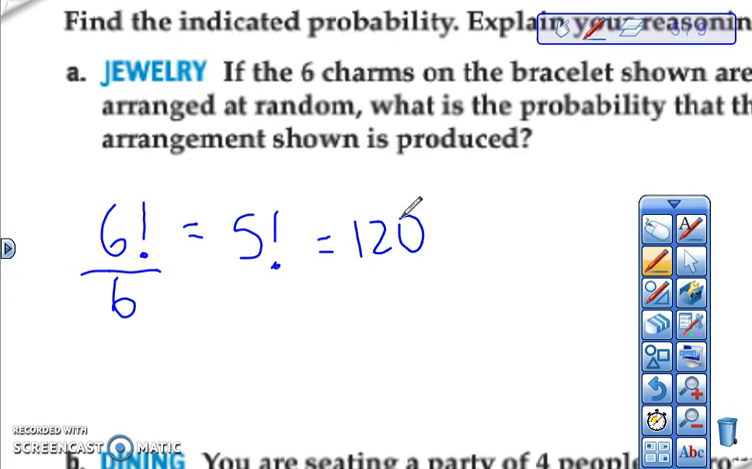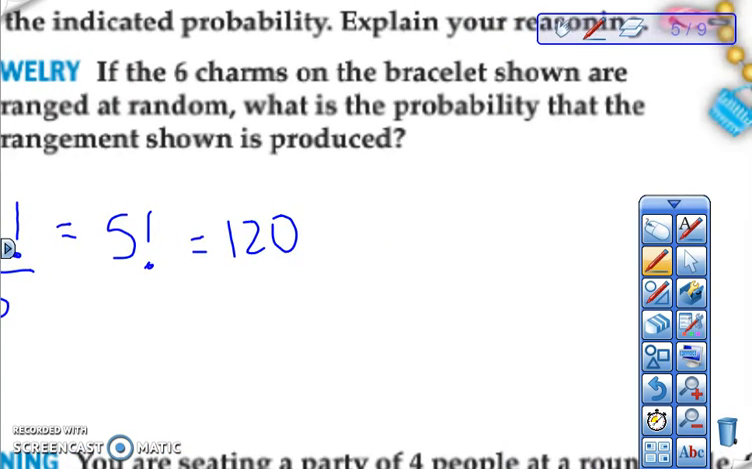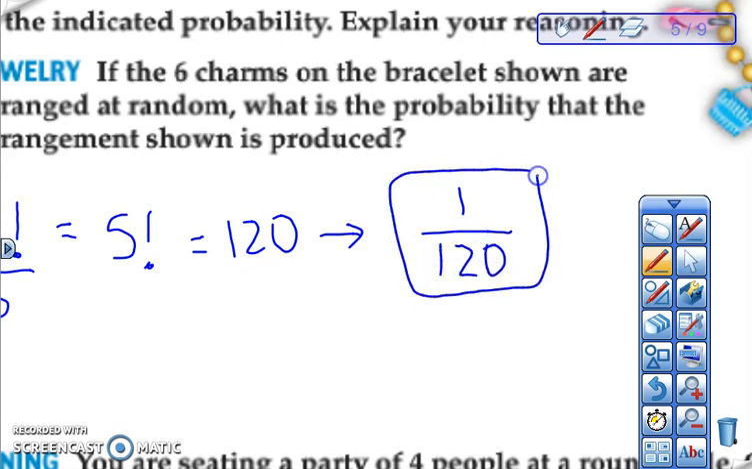So if you look at the formula box above this, it tells you that if you're doing a circular permutation without specifying where to start, instead of the number of terms in a factorial, it's the number of terms minus 1. So of course, if I want the probability that I rearrange the charms in a random order and get the specific charm that's in the picture, well, there's only one way to get that exact charm, but there were 120 different ways I could rearrange the charms, so it's 1 out of 120.